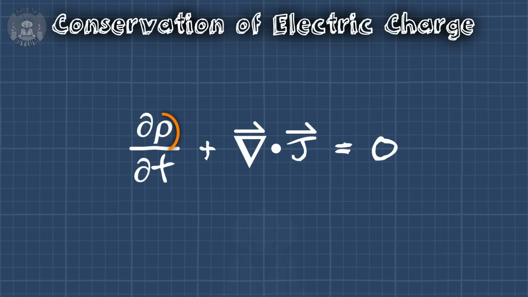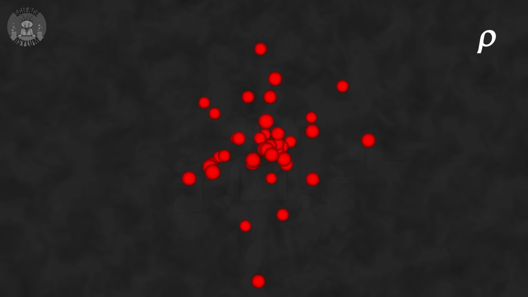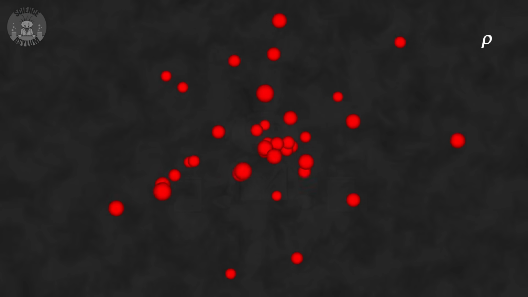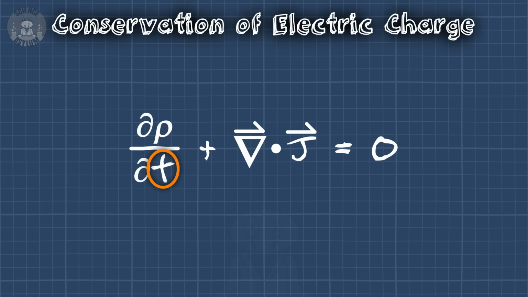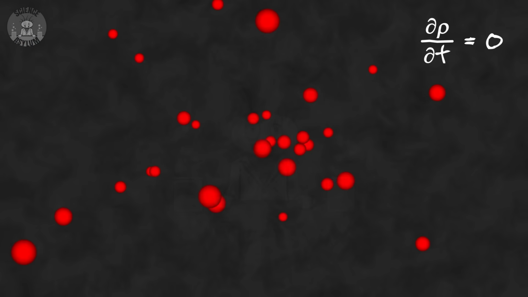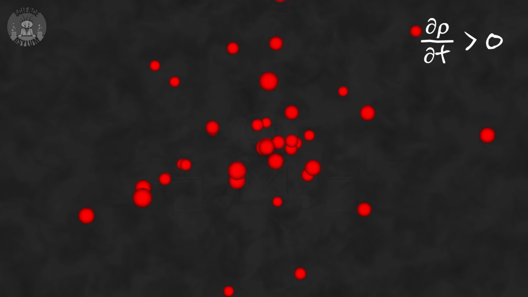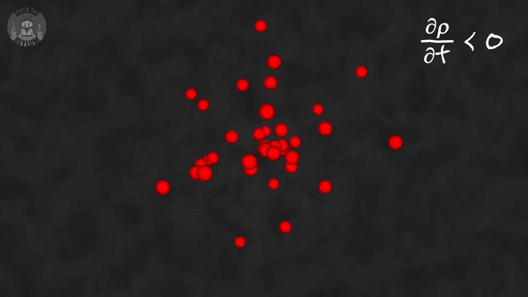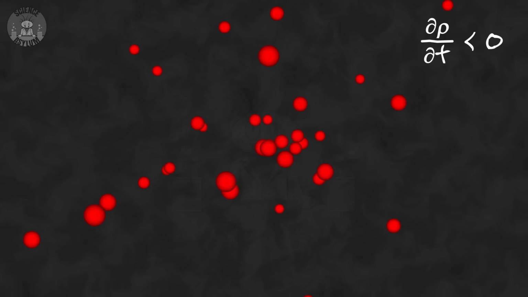Okay, so this Greek letter rho is charge density. That's how closely packed the charge is. If it's tightly packed, then the density is big. If it's loosely packed, the density is low. This t on the bottom stands for time, which means this whole fraction is how density changes in time. If the density isn't changing, the fraction is 0. If the density is going up, the fraction is positive. If the density is going down, the fraction is negative.